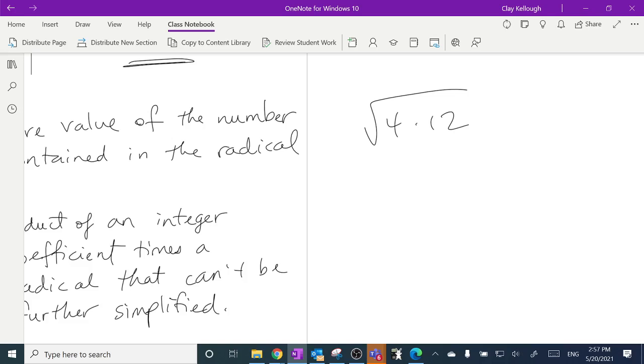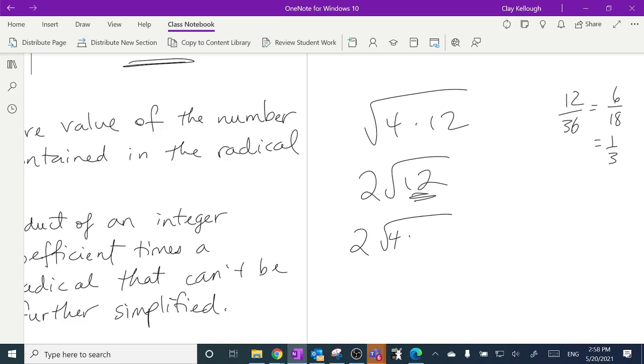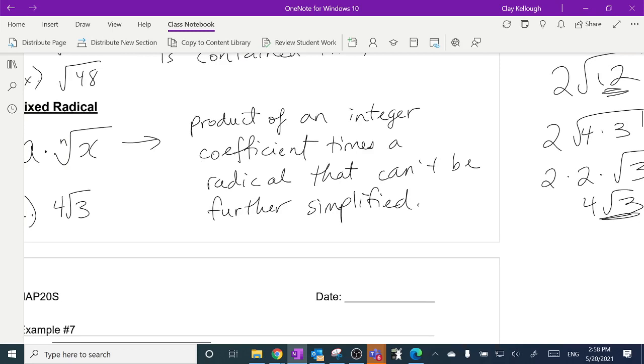4 is a perfect square, so it comes out as 2 root 12. See the problem? That's not finished, because I still know there's another 4 in here. Just like if I gave you the fraction 12 over 36 and you just cut it in half and said, there you go, it's 6/18, I'm done. No, you're not. That keeps on going and becomes a third. This keeps going because it's still got a 4 in it. And notice both roads lead to the same number.